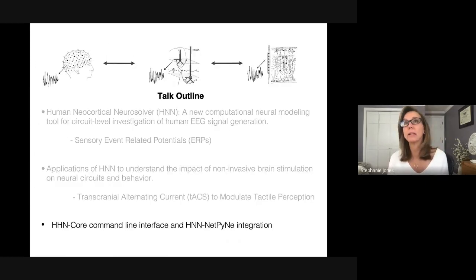Okay, and in the last couple of minutes, and I'm realizing now I probably did go over, I only have a few more slides. I just want to talk about some of what we're doing with command line interface integration with NetPyNE.